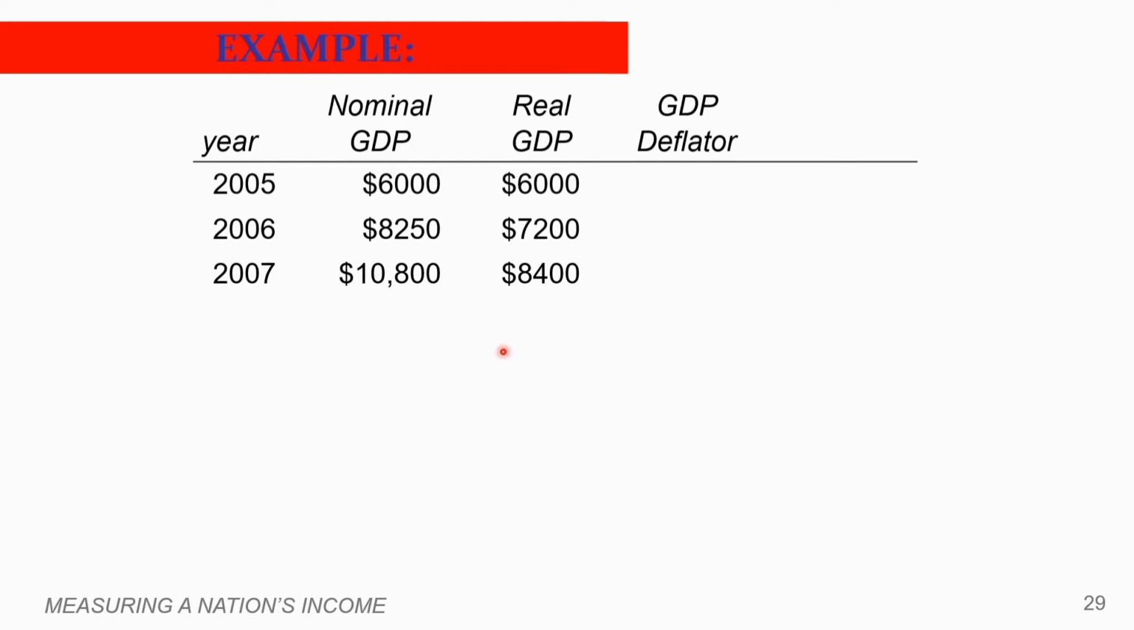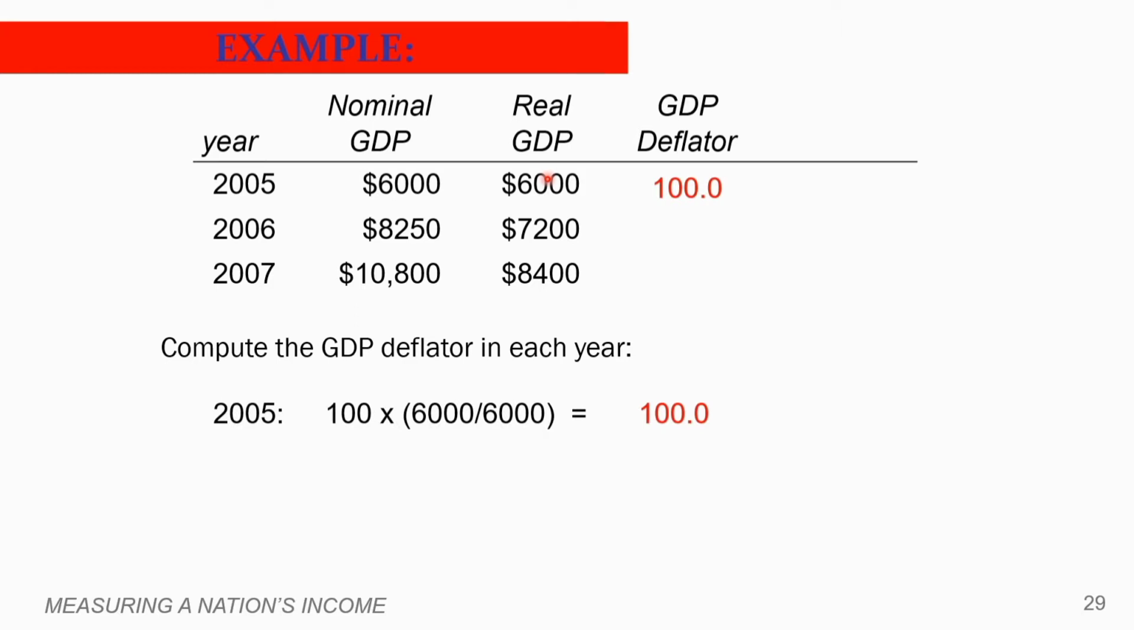Again, the formula is nominal GDP divided by real GDP times 100. So in 2005, the GDP deflator is 100. Not 100%. Take note, wala siyang unit because a GDP deflator is just an index or a factor.